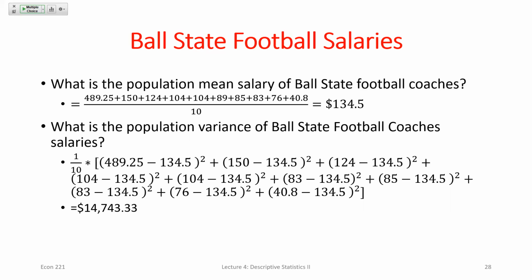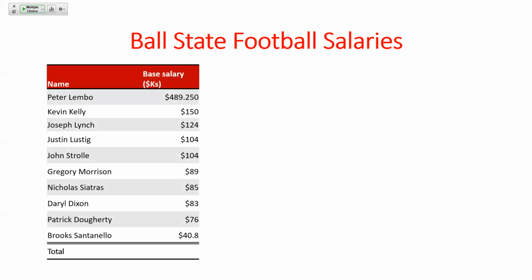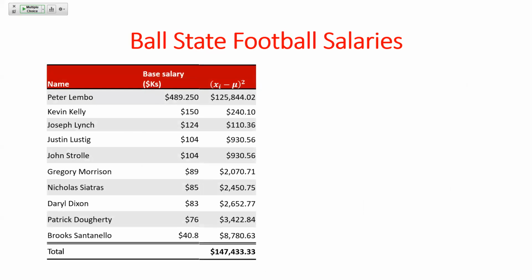So another way of doing this, getting the same value, is I'll start out with my original data set and build a column next to it. For each one of these coaches, I'm going to take 489,000, representing thousands, subtract that mean of 134, square that value, and then write that number down. Then go to the next coach, 150 minus 134, squared, write that number down. Do that for every single coach, okay?